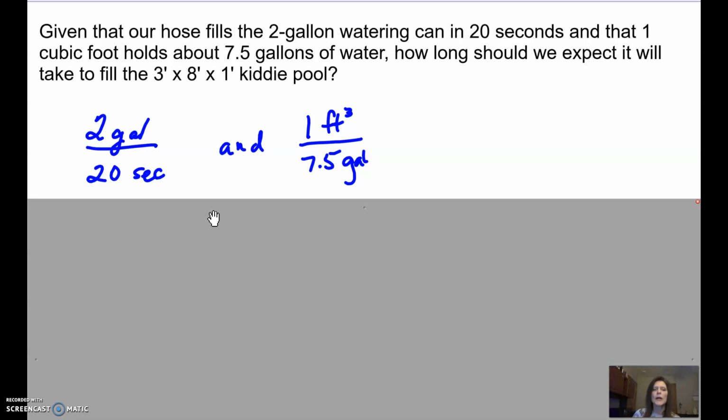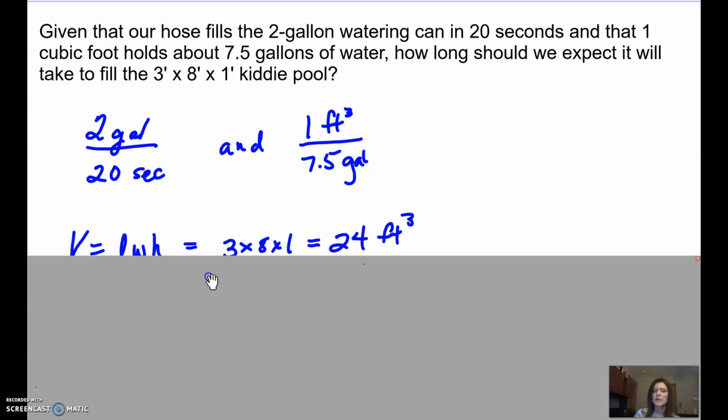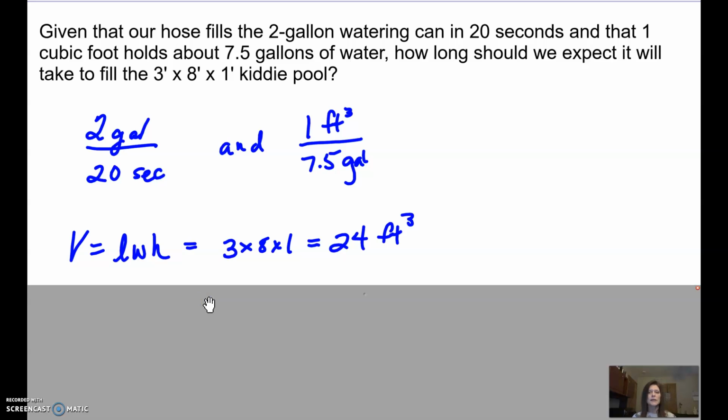What else do we know? Well, we're told something about the size of the pool. Volume is length times width times height. We're given all three of those dimensions, so we can calculate that this pool holds 3 times 8 times 1, or 24 cubic feet. Now we're ready to solve the problem.